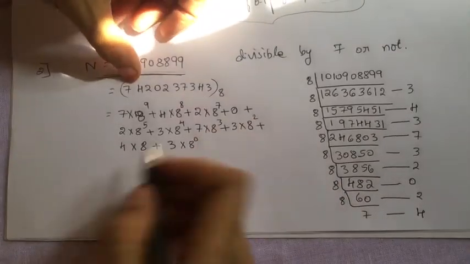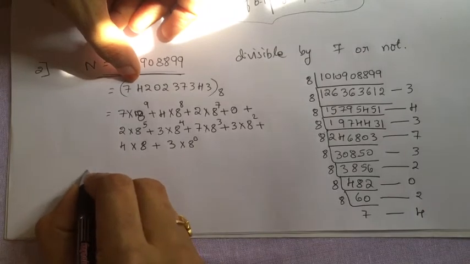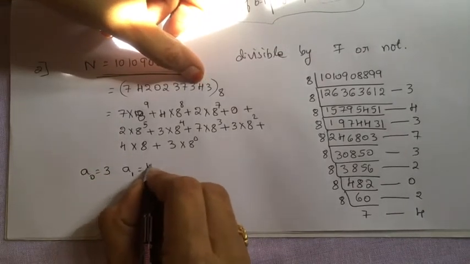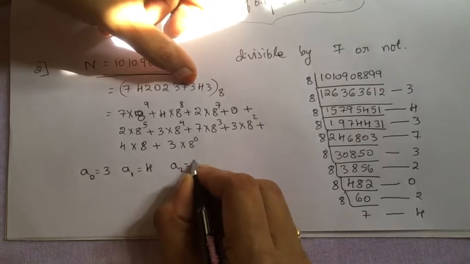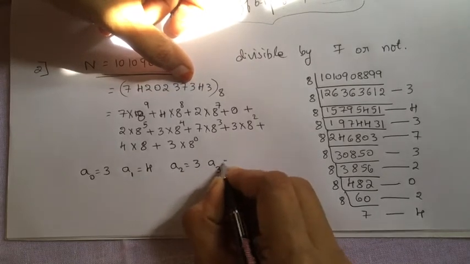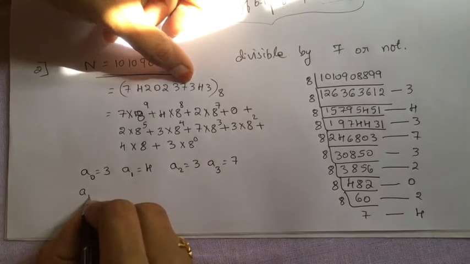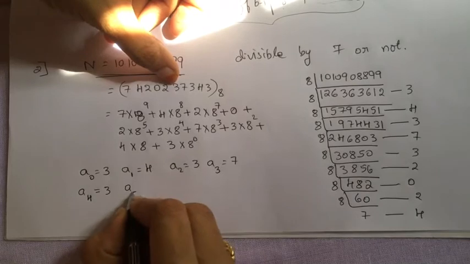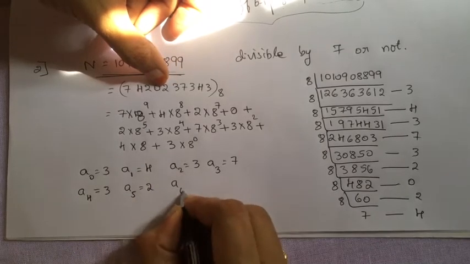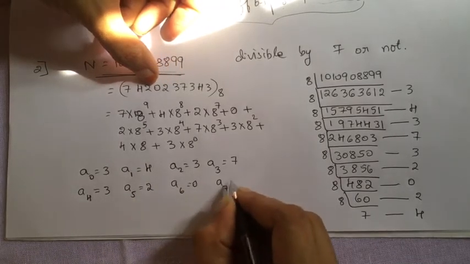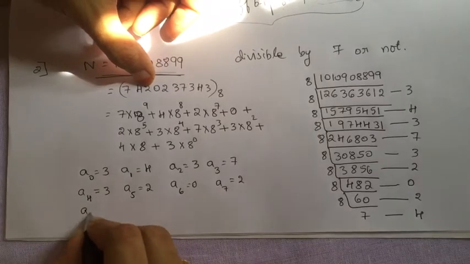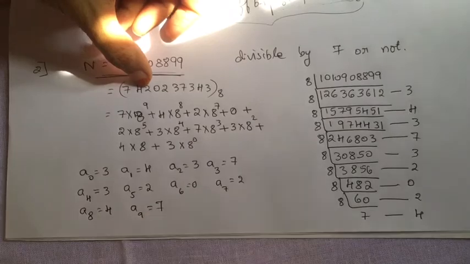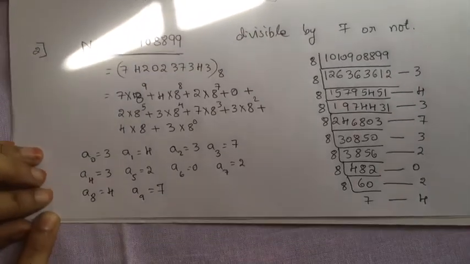Now you can observe a_0 is 3, a_1 is 4, a_2 is 3, a_3 is 7, a_4 is 3, a_5 is 2, a_6 is 0, a_7 is 2, a_8 is 4, and a_9 is 7. You got all the coefficients now.